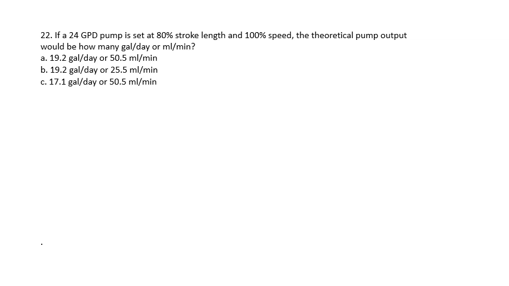If a 24 gallon per day pump is set at 80% stroke length and 100% speed, the theoretical pump output would be how many gallons per day or milliliters per minute? 19.2 gallons a day or 50.5 milliliters per minute, 19.2 gallons per day or 25.5 milliliters per minute, or 17.1 gallons per day or 50.5 milliliters per minute.